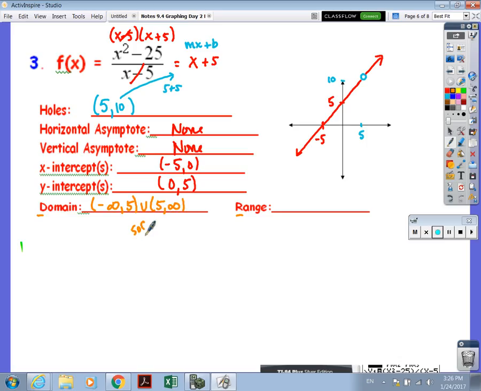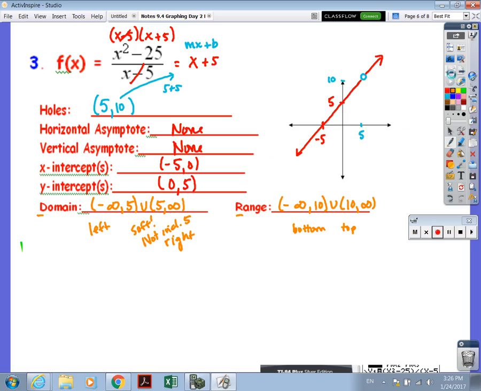So very important that you use soft brackets. So it's not including 5. Very important. The range can't include 10, so it's going to be everything to 10 bottom and then 10 top. So like this is the left and then the right part of the line from the hole, and this is the bottom part and then the top part. So remember, two parts because you have a hole.